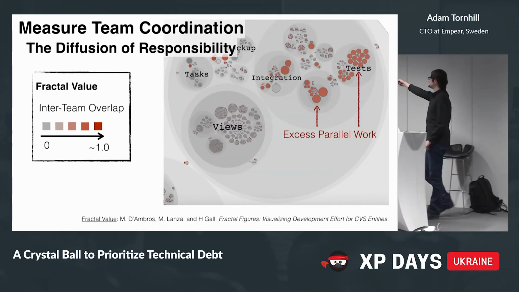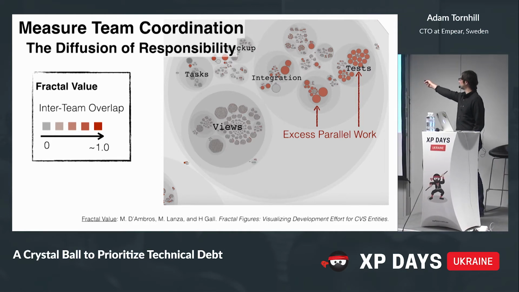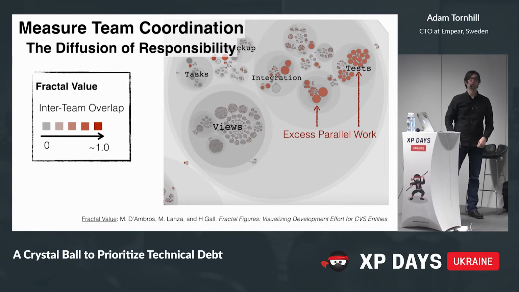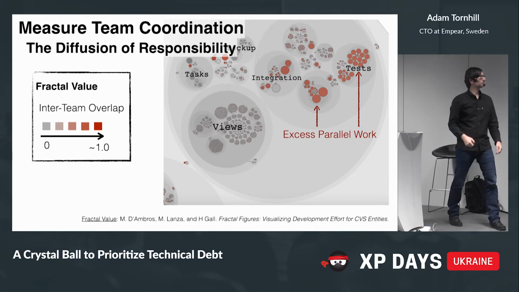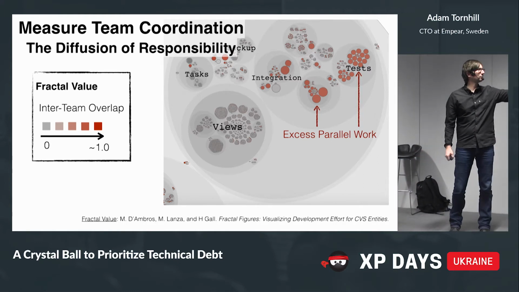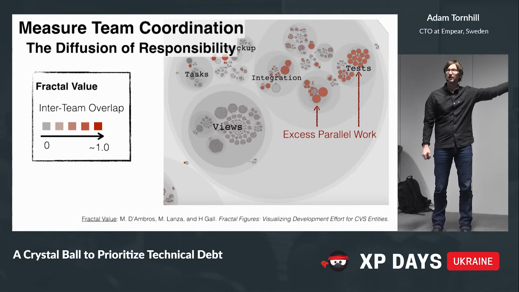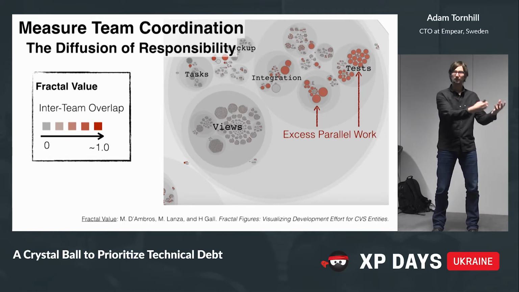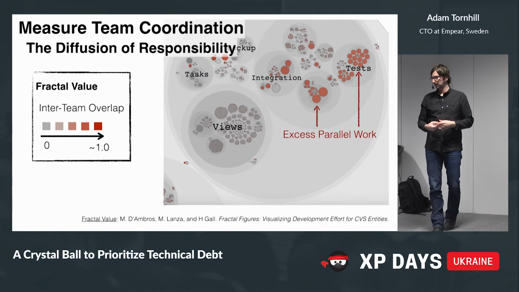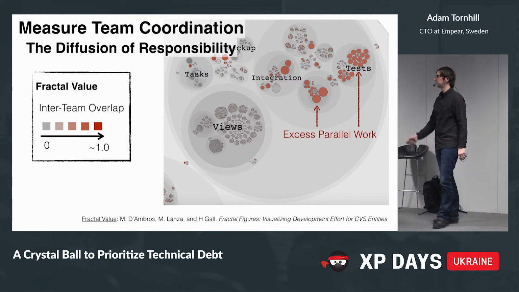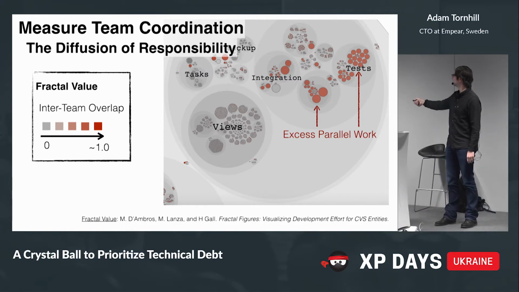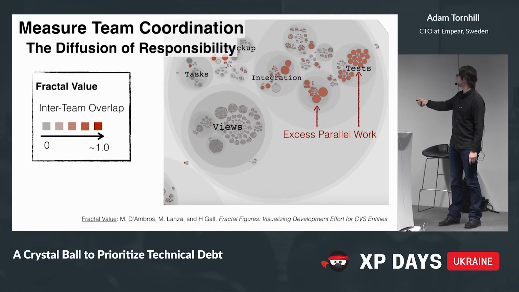This is the same kind of visualization as we used earlier, only now the color signals a different thing. The color signals parallel work. So the more red a file is, the more people have worked and contributed in that part of the code. And we can use that to detect those areas of the code that need our attention from an organizational side.